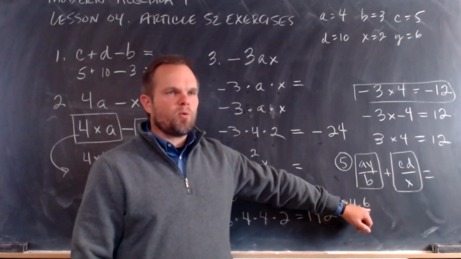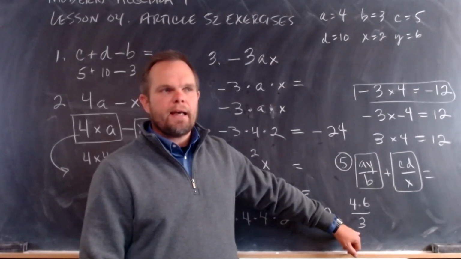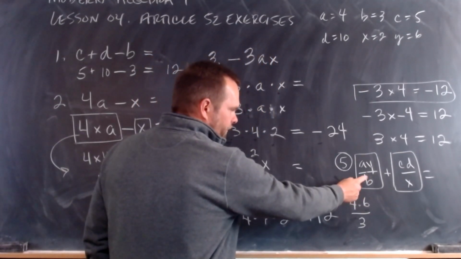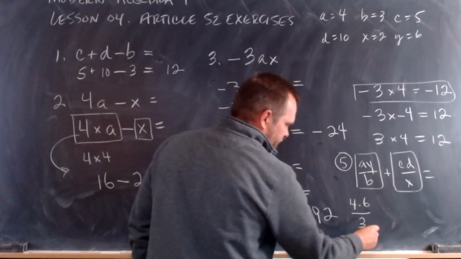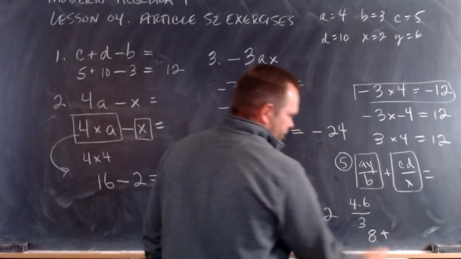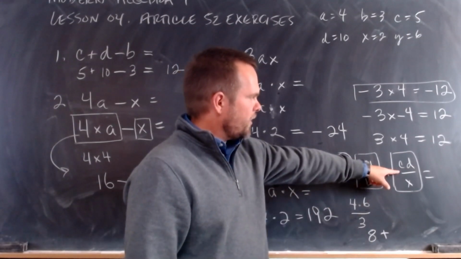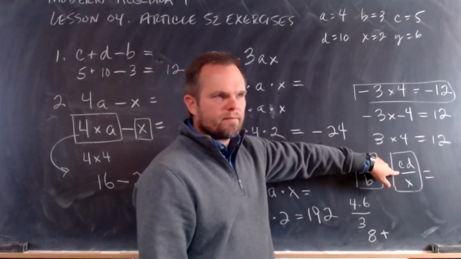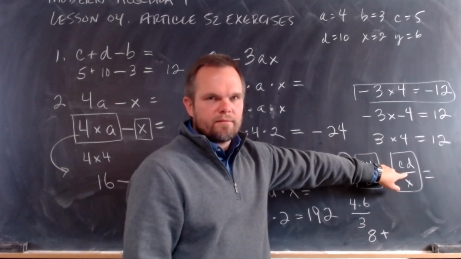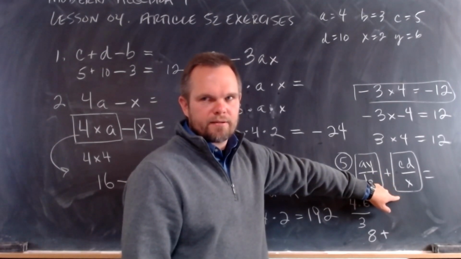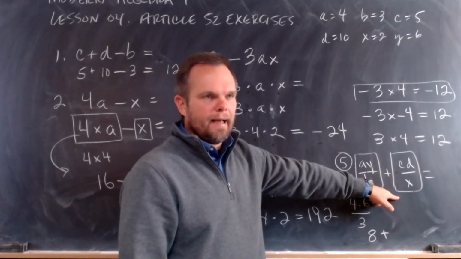4 times 6 is 24, and 24 divided by 3 is what? 8. So this quantity here is equal to 8. I'm going to write it down here. 8 plus this term. How do we read this term? What does this mean? C times D divided by X. The product of C times D divided by X.